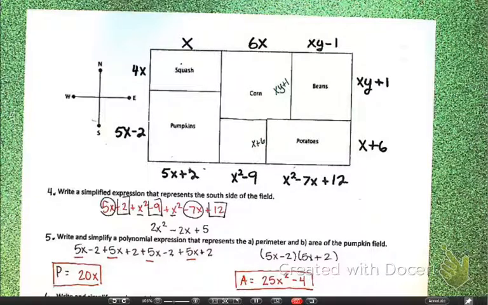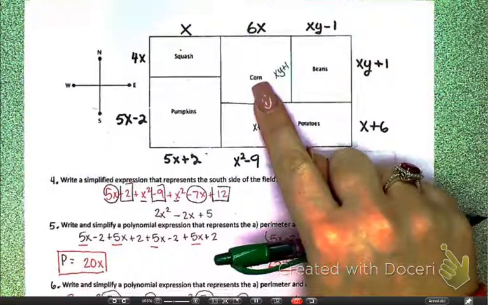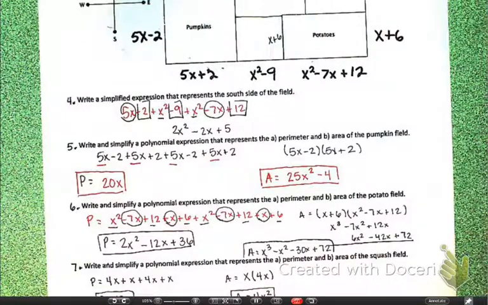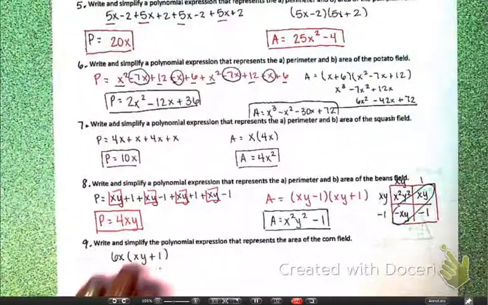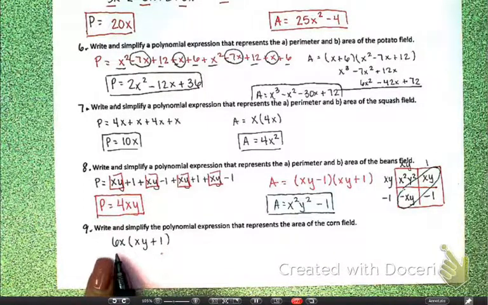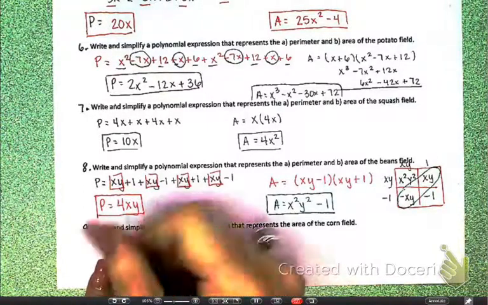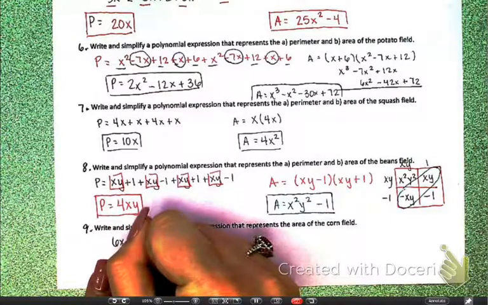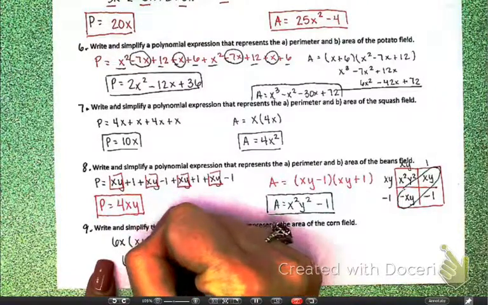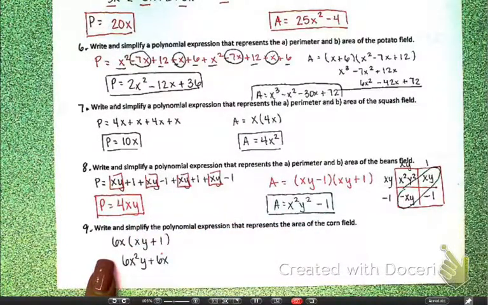Okay, so let's do this top part that says corn first. So we're going to do 6x times xy plus 1. So if you look up at the top, we're doing it where it says corn. So 6x times xy plus 1. What is 6x times xy? 6x squared y. And 6x times 1 is 6x. Okay, so that's that first part.